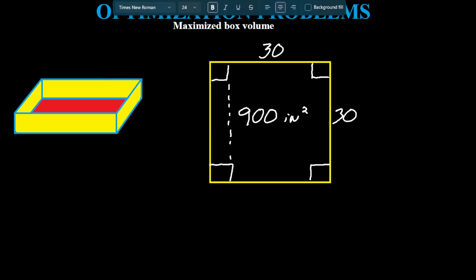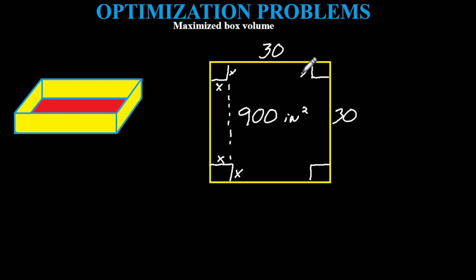In order to label the dimensions on our box, we're going to label these all x's, and we're cutting those corners away. Then each side height will be x, and each side will be 30 minus 2x, since we have 1x here and 1x here, for both of those two dimensions.